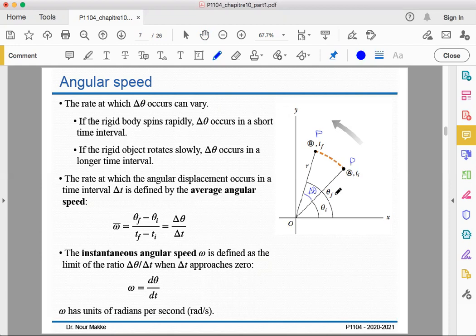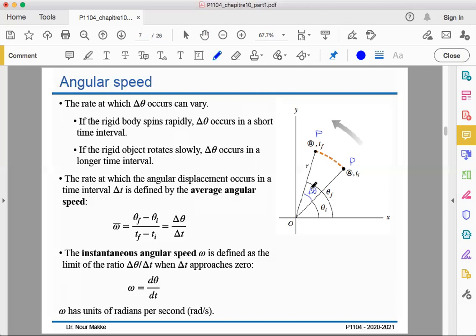If it is spinning very fast, this variation delta theta could be occurring in a very, very small amount of time, while if the object rotates slowly, then delta theta can be occurring in a longer time interval, or it may need much more time than in the first case for this delta theta variation to happen.